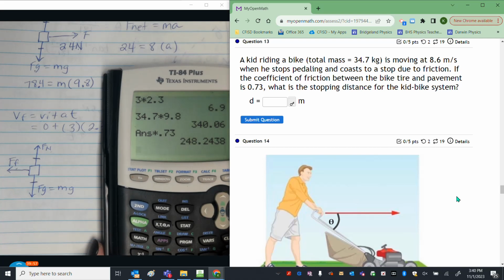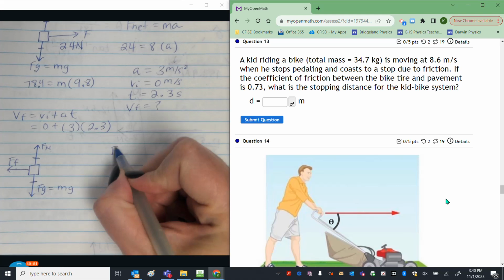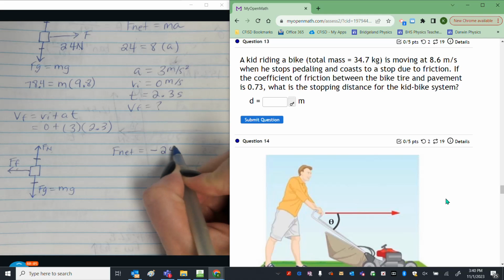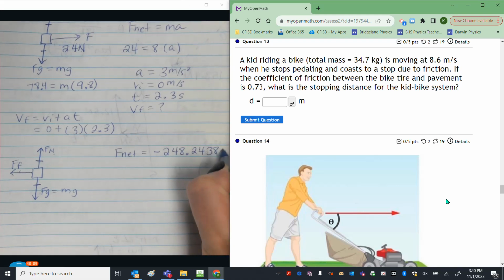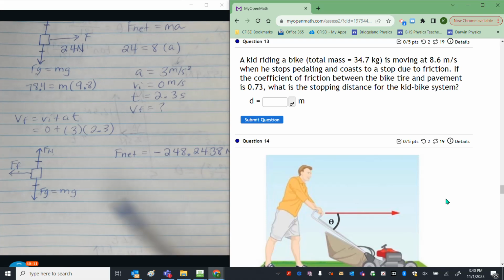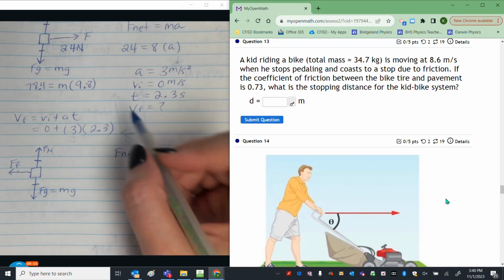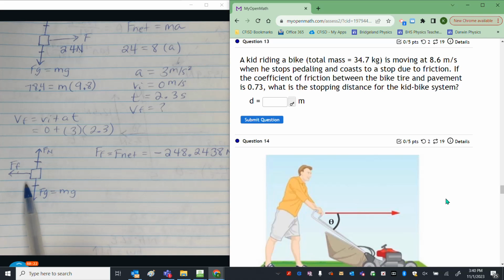So let's write it out. My force of friction and my net force, F net, is equal to negative 248.2438 newtons. I'm labeling it negative because it's in the negative direction. So this is Ff, but it's also F net because it's the only force that's not canceled out. It's the only horizontal force, period. So now I have my net force.